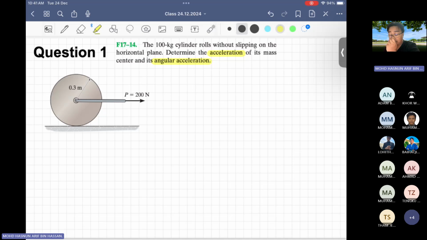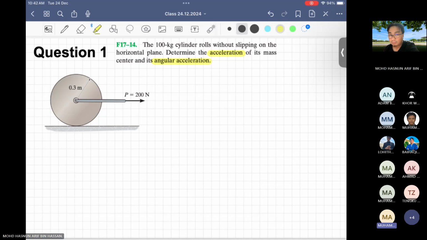Now, I want to ask, do you think that this problem has friction or not? Should you consider friction in this problem? Anyone can answer me. Do you need to consider friction or not, based on the information given in the question?